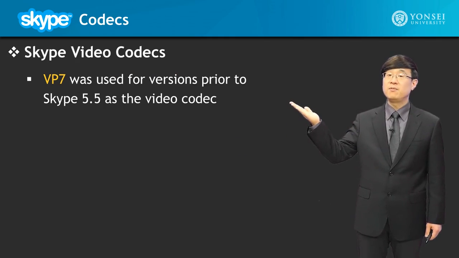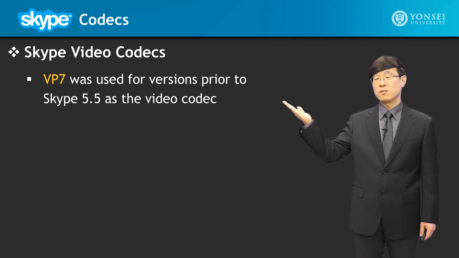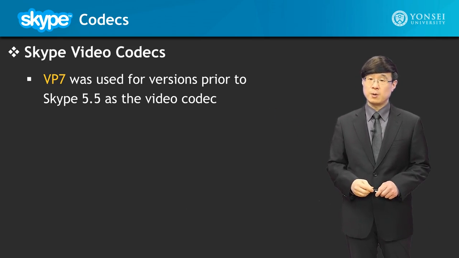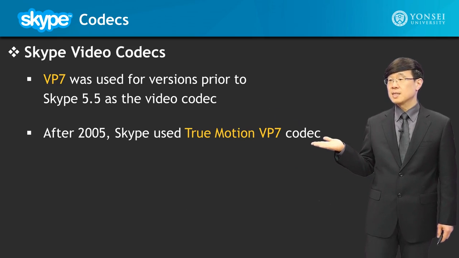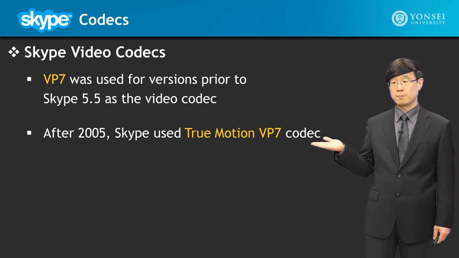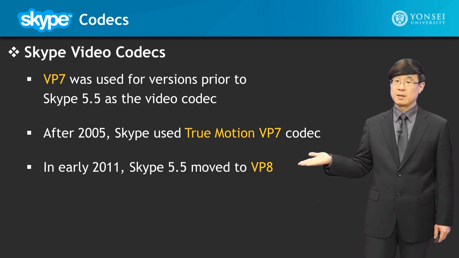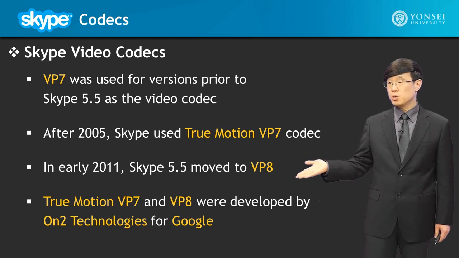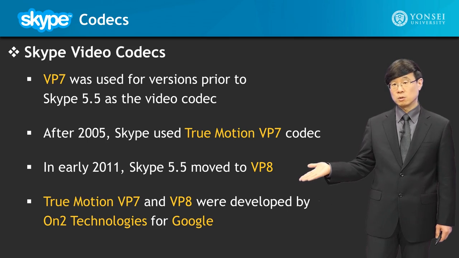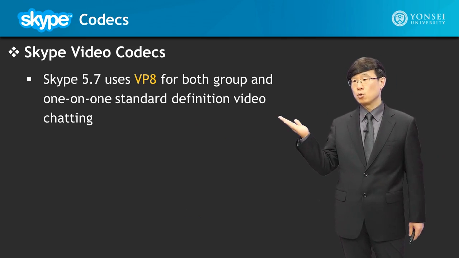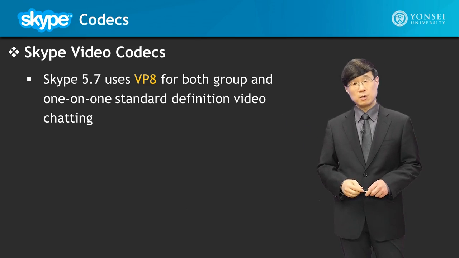Now looking into Skype video codecs. We start with VP7, which was used for versions prior to Skype 5.5 as the video codec. After 2005, Skype used TrueMotion VP7 codec, which is an evolution from the original VP7. In early 2011, Skype 5.5 moved to VP8, the more evolved version. TrueMotion VP7 and VP8 were developed by On2 Technologies for Google. Skype 5.7 uses VP8 for both group and one-to-one standard definition video chatting.